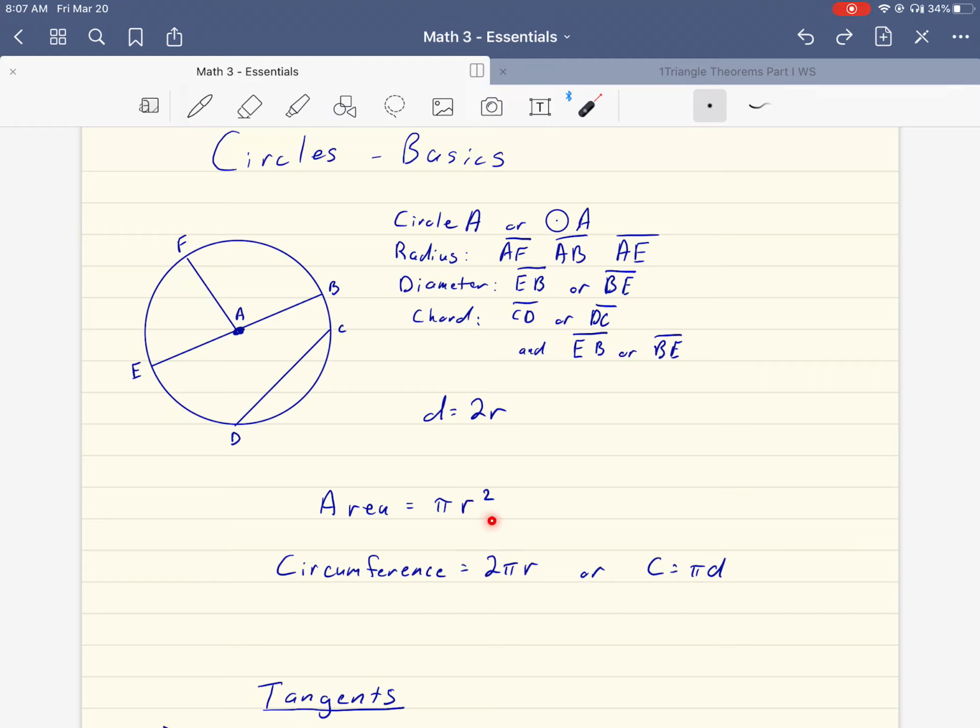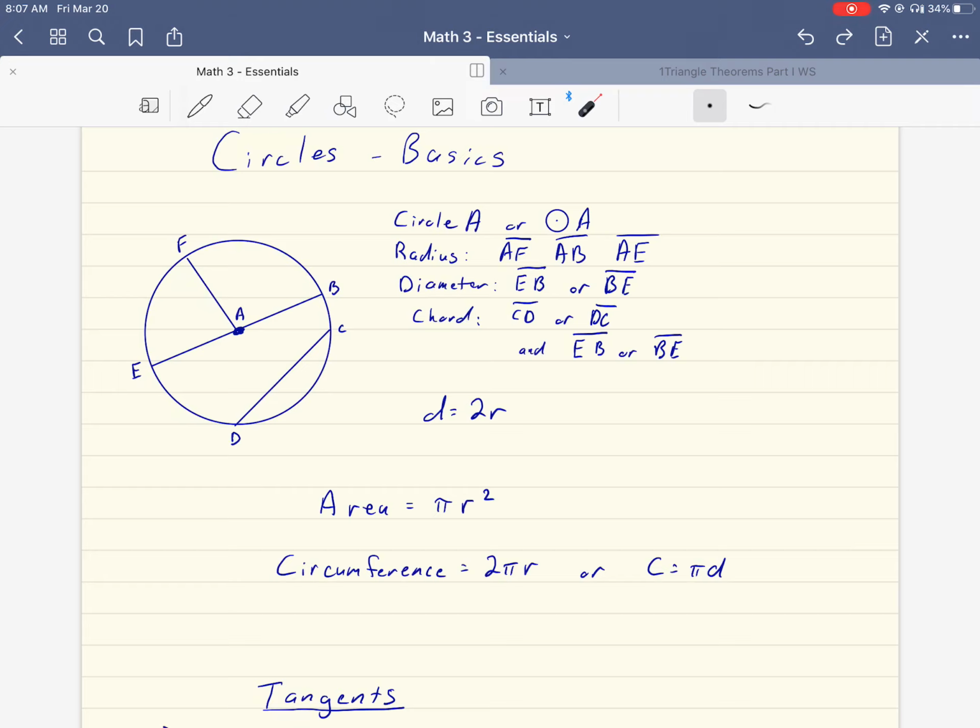Area formula, pi r squared. Make sure you're paying attention in the CK12s. Sometimes they want you to use pi. Sometimes they want you to use 3.14. Sometimes they want you to use 22/7. Remember, you can use all of these calculations in Desmos. Desmos does calculations for you just as well as your calculator does.